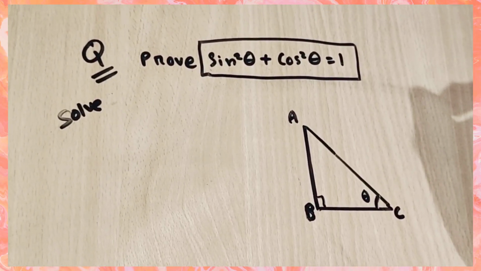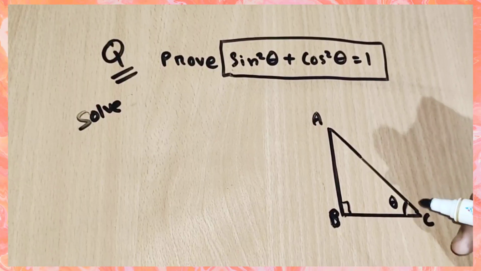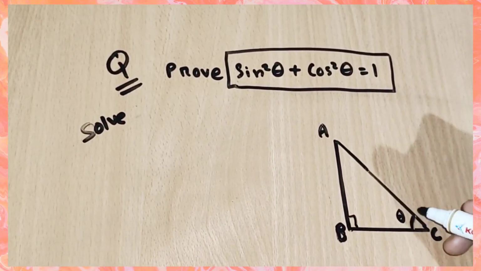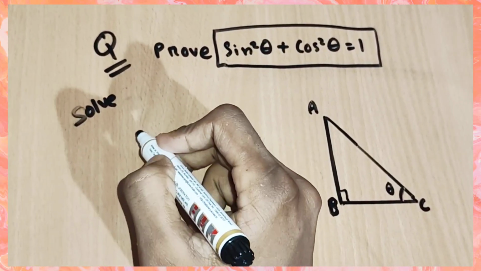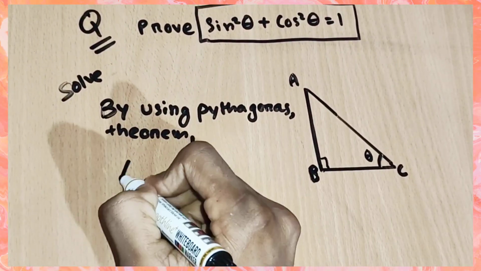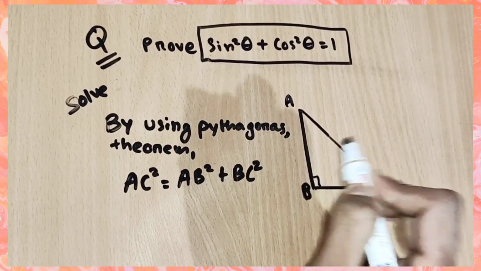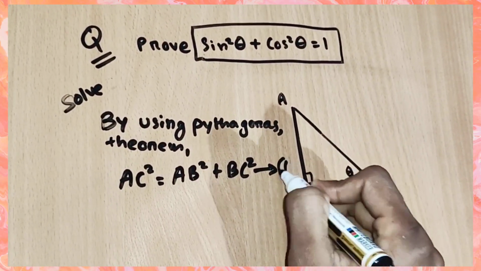We have to take a right angle triangle in which an angle theta is given. Let's take it as angle C. By using Pythagoras theorem, we can write AC square is equal to AB square plus BC square. Let's call it equation number 1.